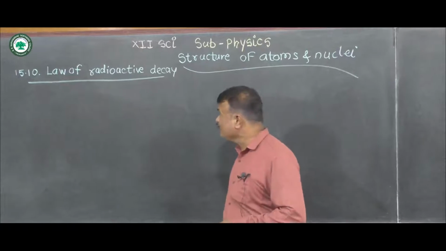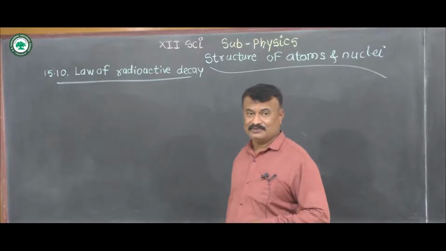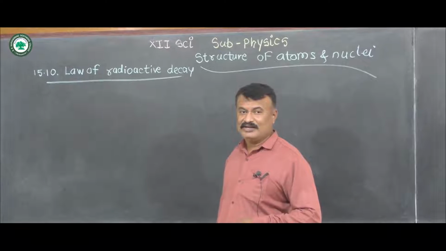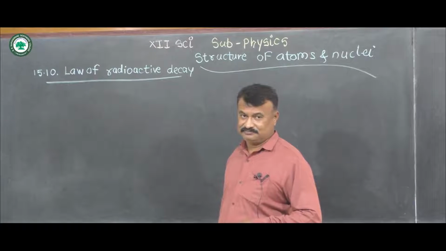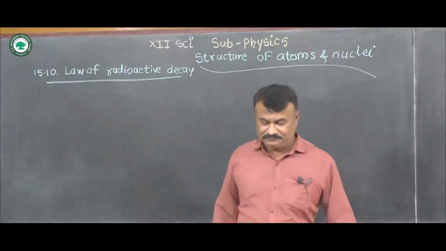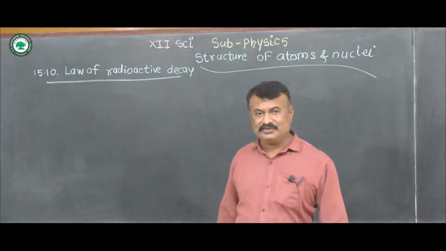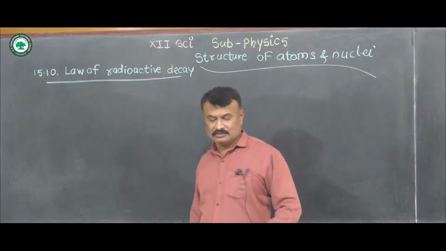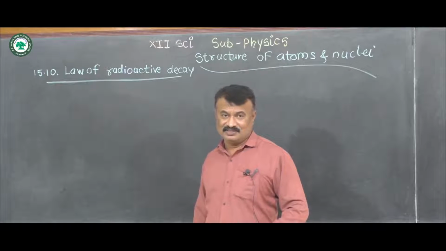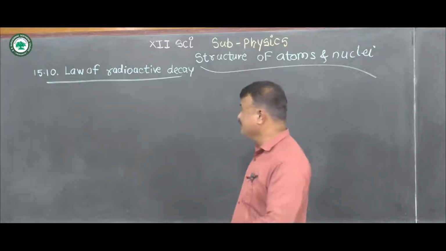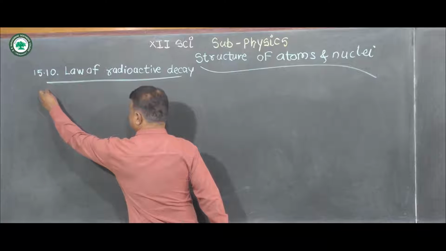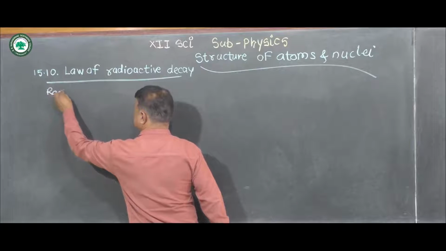So for studying the law of radioactive decay, we have to know about radioactive materials. So what are the radioactive materials? The materials which undergo alpha, beta or gamma decays. Such materials are called radioactive materials. So remember again, what are the radioactive materials?